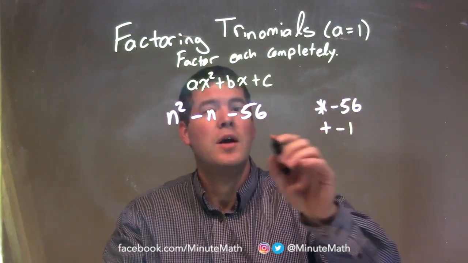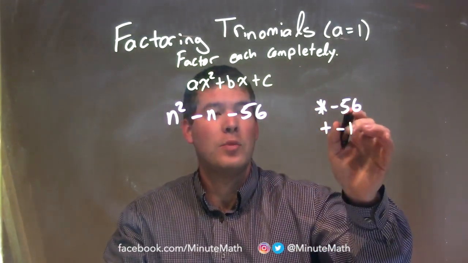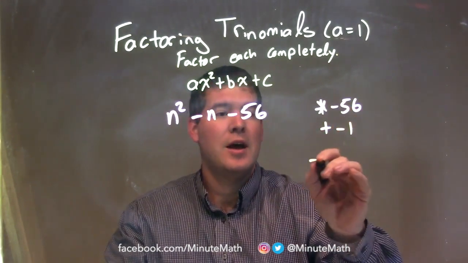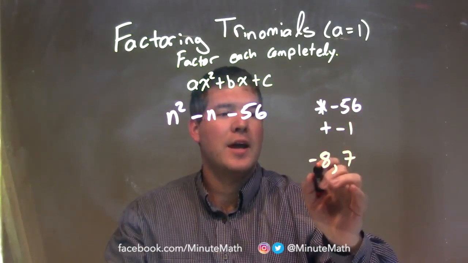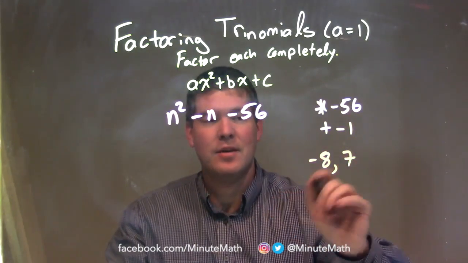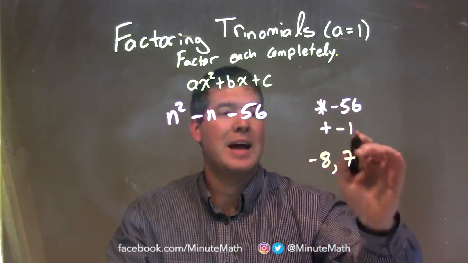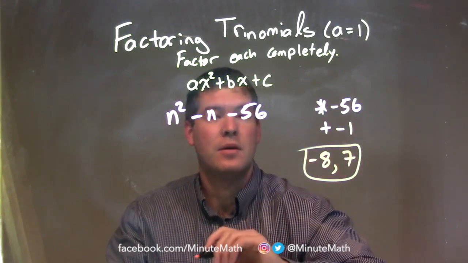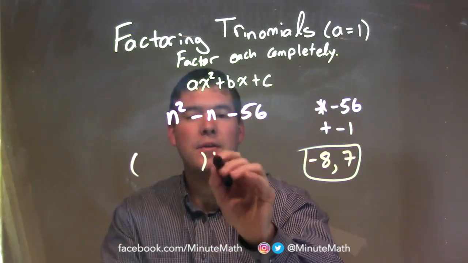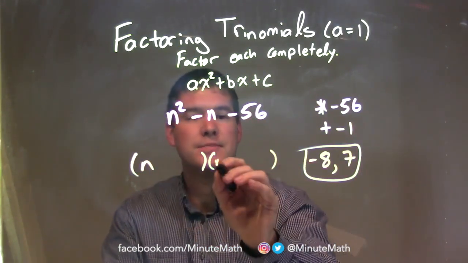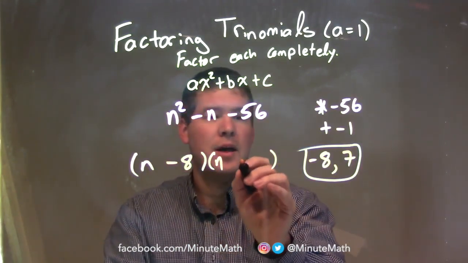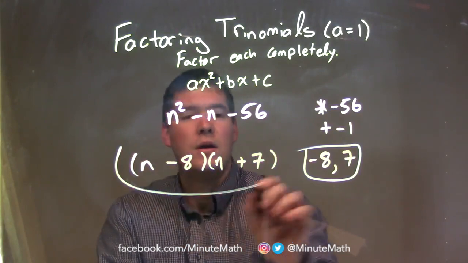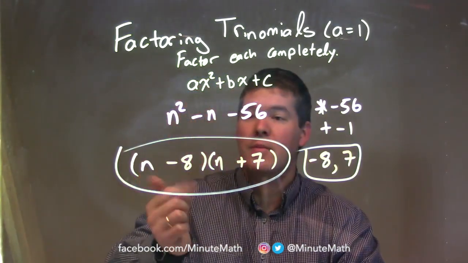If I'm going to have two of them that multiply to be negative 56, but add to be negative 1, I'm going to make the 8 negative and the 7 positive. So negative 8 times 7 does give me my negative 56, and when I add the two together, I get a negative 1. So we can write this out, our n value first, n minus 8, times n plus 7, and there we go. Our final answer in factored form is n minus 8 times n plus 7.